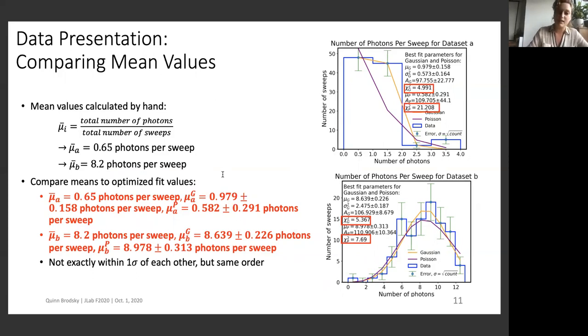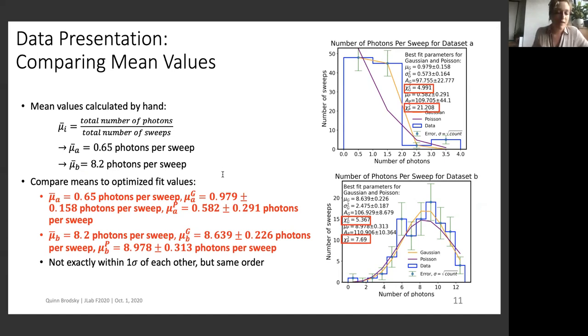They're not exactly within one standard deviation of each other, but you can see that for data set A, neither of the fits are particularly good. And for data set B, the means are pretty close. You can also test how good the fit was by looking at the chi-squared value. We see that the Poissonian distribution for data set A has a huge chi-squared value, so that's probably not a great distribution. But both of the chi-squared values for data set B are pretty low, which indicates that the Gaussian is a fair approximation for these data sets.